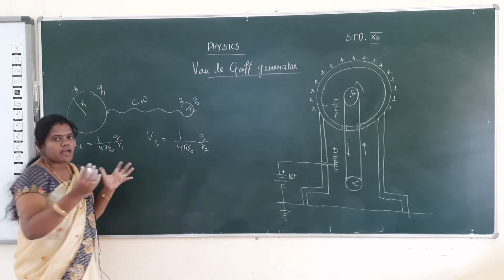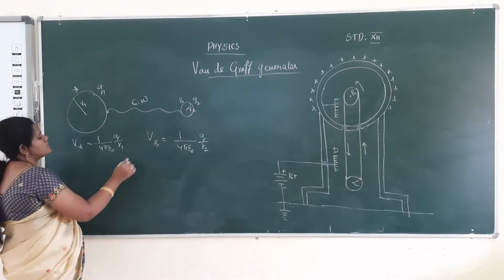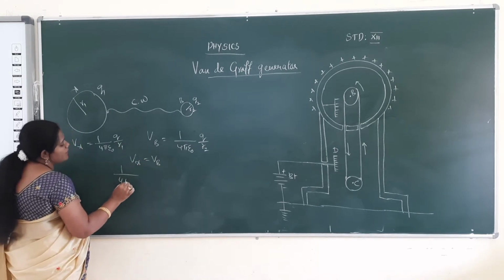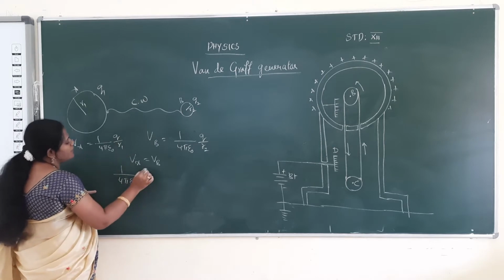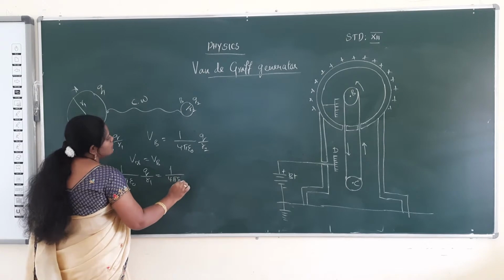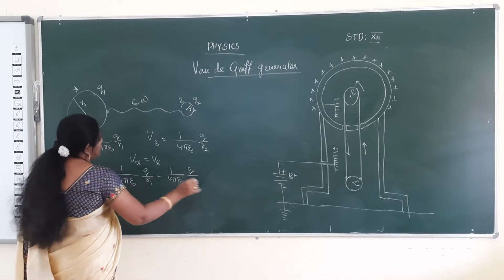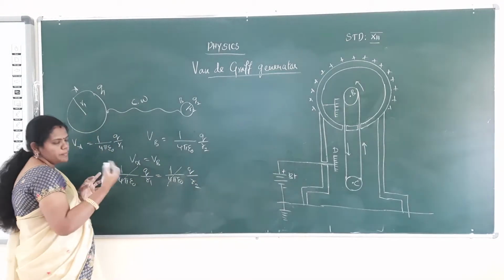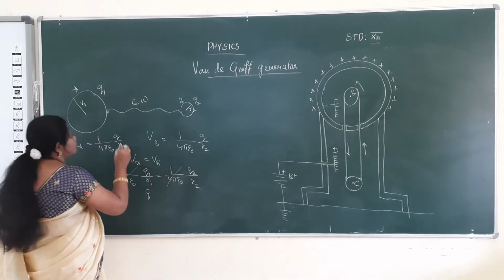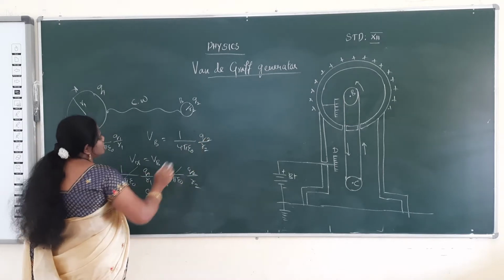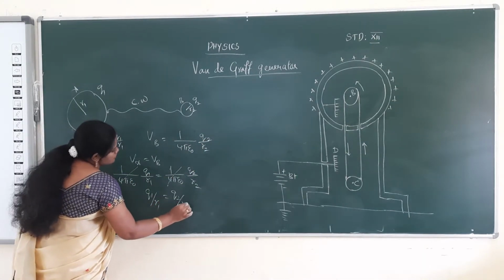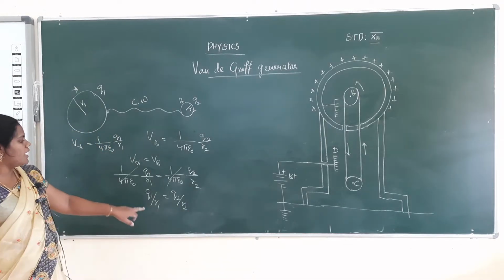The two conductors are at the same potential, so VA is equal to VB. 1 by 4 pi epsilon naught Q1 by R1 is equal to 1 by 4 pi epsilon naught Q2 by R2. The 1 by 4 pi epsilon naught on both sides cancels. So Q1 by R1 is equal to Q2 by R2.